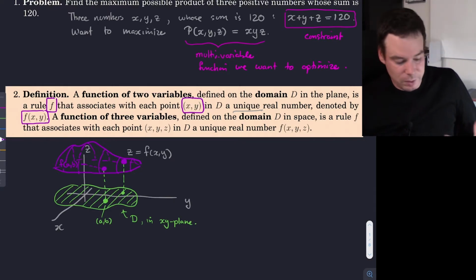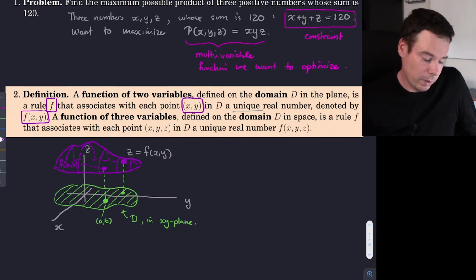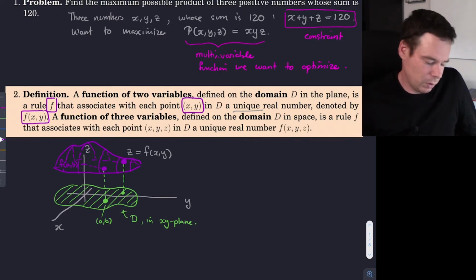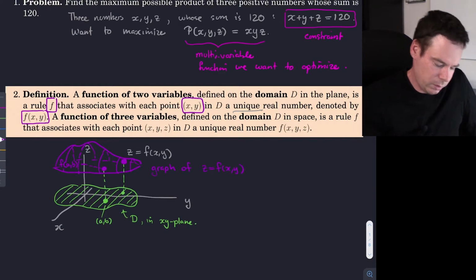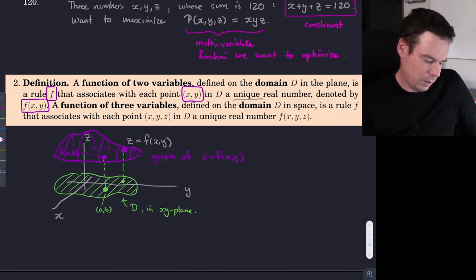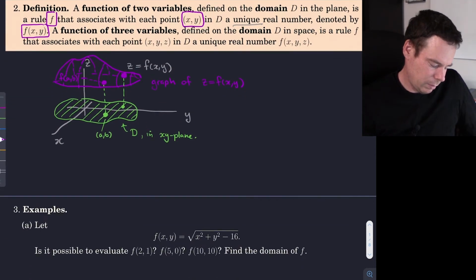So what I've essentially introduced here is not only in the definition what a function of two variables is in this case, but also how we are going to visualize these things in terms of their graphs. So this is a graph of z equals f of x comma y. That's our graph of our function. And that green section is the domain. So let's look at some examples.